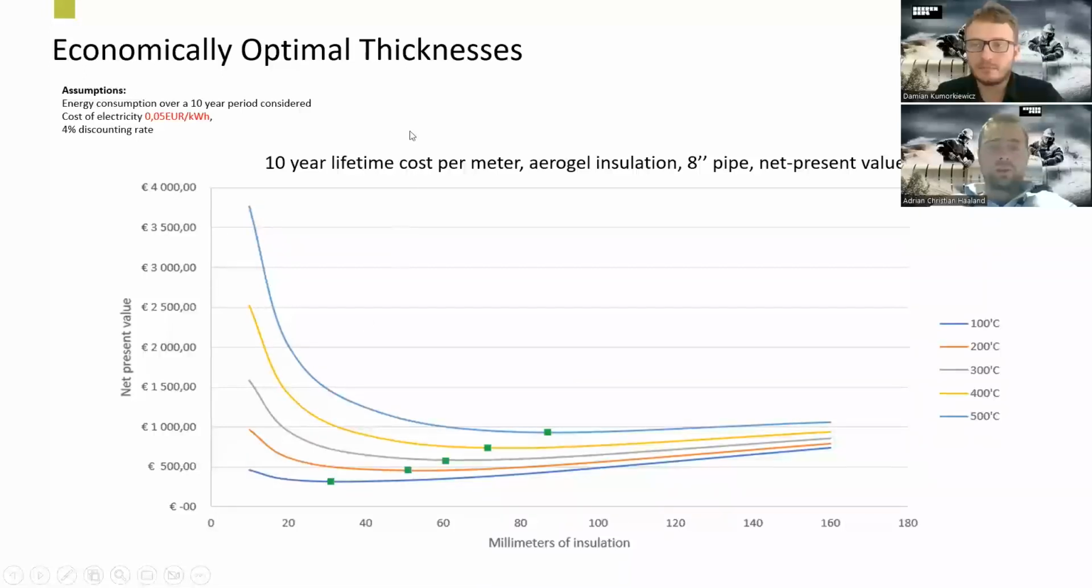But the interesting part here is what is the consequence when the energy price is not 5 cents on the kilowatt hour, but what happens when it's closer to what the latest price is today?